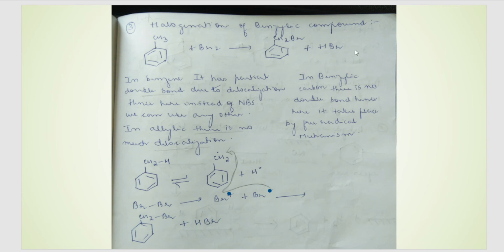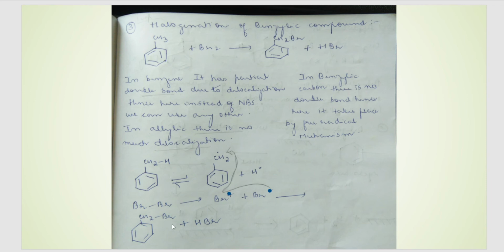Here, since there is delocalization of electrons and there is a partial double bond character on benzene, we do not use N-bromosuccinimide, because it is not possible to brominate this benzylic compound with N-bromosuccinimide. Instead of that, we can use any other brominating agent. Since in an allylic compound there is not much delocalization of electrons, we can use N-bromosuccinimide. But here, since there is delocalization of electrons, we cannot use N-bromosuccinimide.